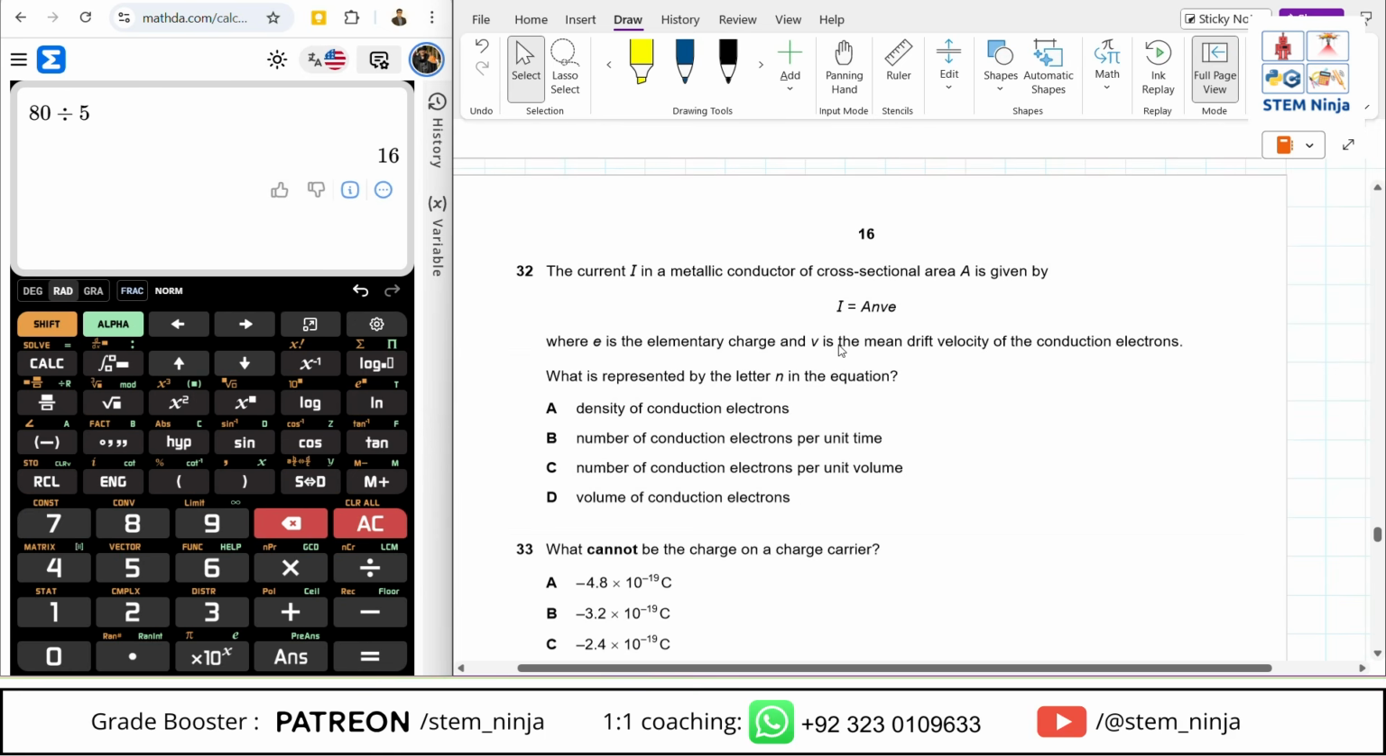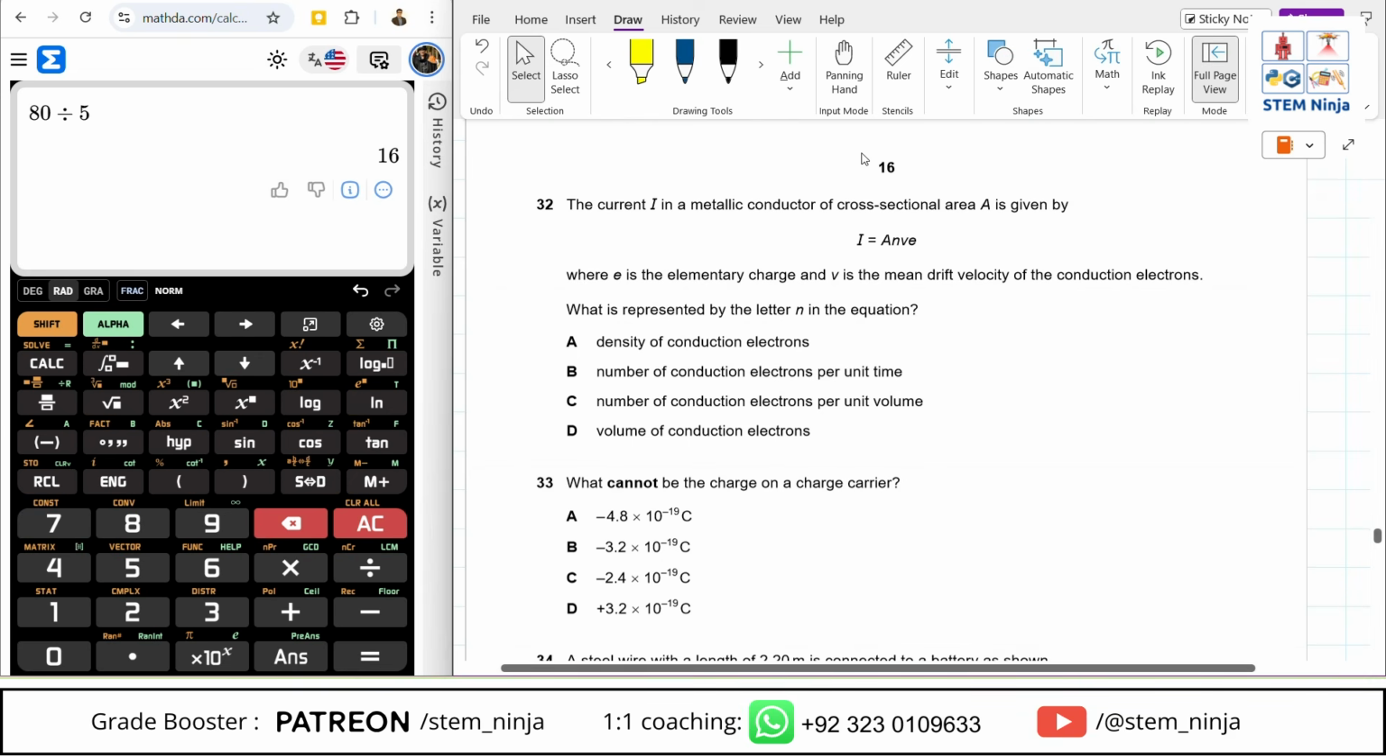Okay. The current I in a metallic conductor of cross-sectional area A is given by this formula. We are very familiar with this, where e is elementary charge, v is the mean drift velocity of the conduction electrons. What is represented by n? We already know this is the number density. Number density is the number of electrons per unit volume.